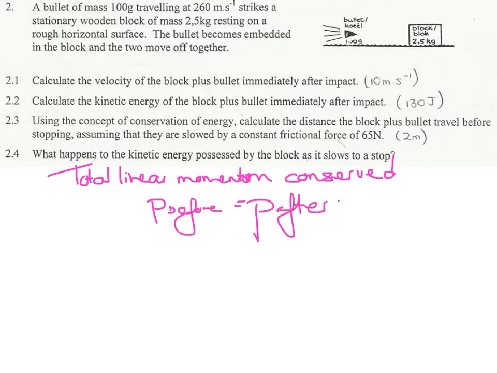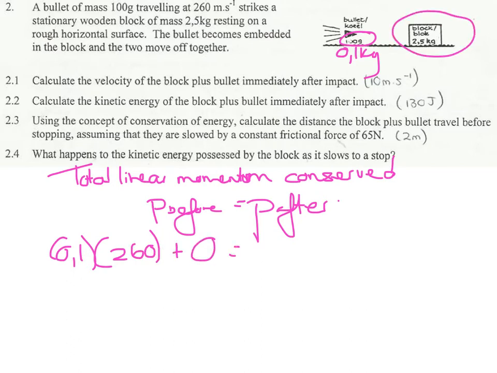What information do I have? I have a 100 gram, which is 0,1 kilogram bullet, so it's 0,1. Its speed is given to me at 260 meters per second, and the block is standing still, so it's got no momentum. We've then got a velocity afterwards of the two. Well, first we need to put these two together, so it's 2,6, which is 2,5 plus 0,1, multiplied by some other velocity that I do not know, and I find that that velocity turns out conveniently to be 10 meters per second.